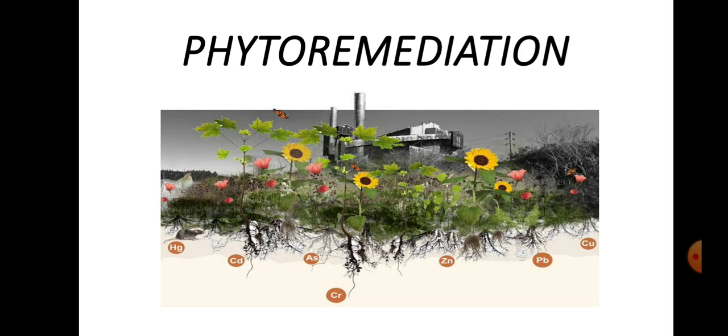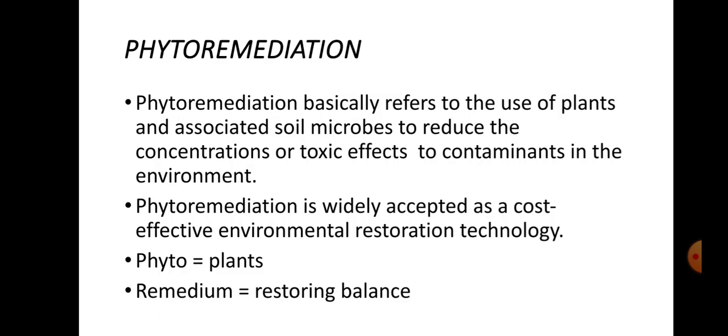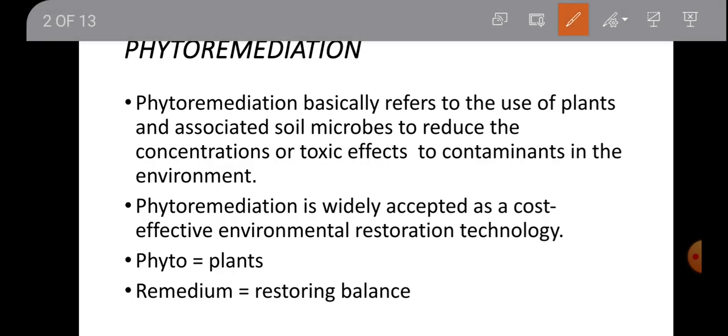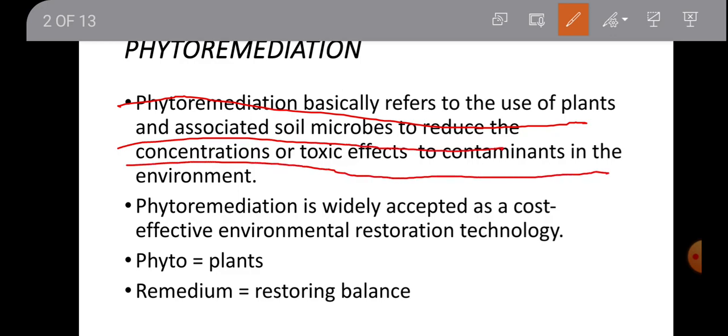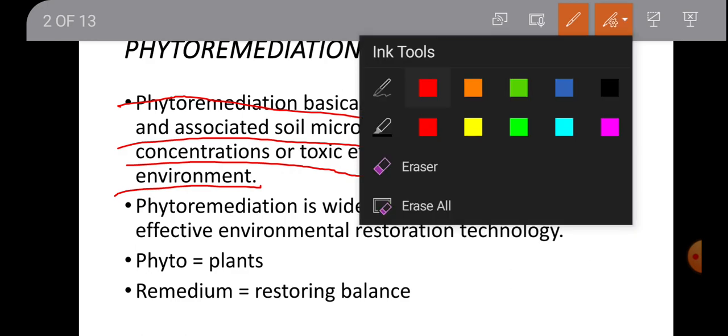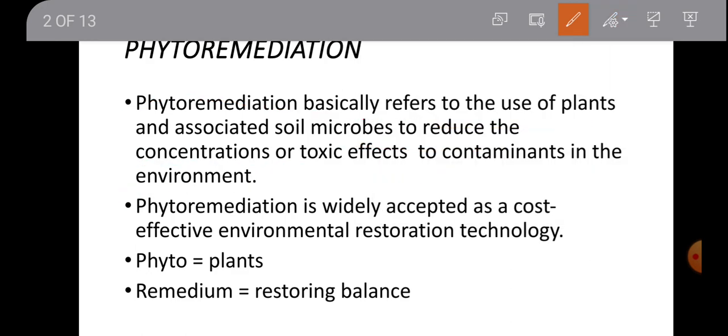My GD topic is phytoremediation. Phytoremediation basically refers to the use of plants and associated soil microbes to reduce the concentration or toxic effects of contaminants in the environment. We can say that phytoremediation is the process which involves the use of plants to extract and remove elemental pollutants or lower their bioavailability in soil.